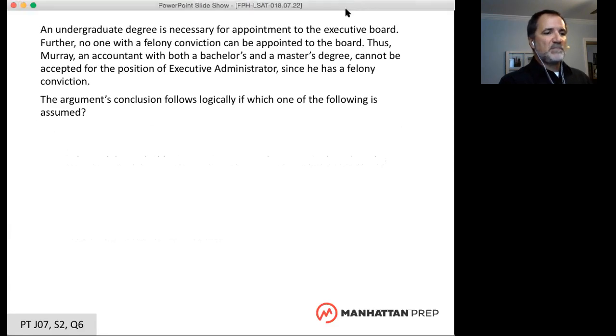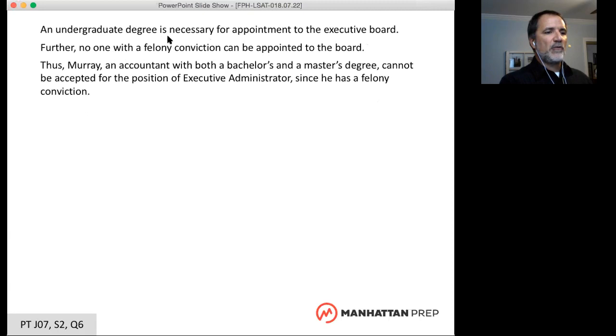So again, I'm going to read this piece by piece. An undergraduate degree is necessary for appointment to the executive board. Okay. I'm not sure what that is. So let me keep reading. And it's okay to say, oh, I don't know. I'm not going to pause here and read this 3 or 4 times trying to figure out, is that a premise? Is it a conclusion? I just read it. Okay, if I'm not sure, just keep moving, keep reading.